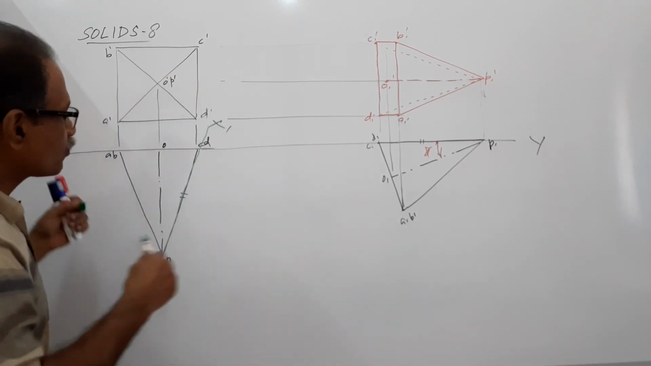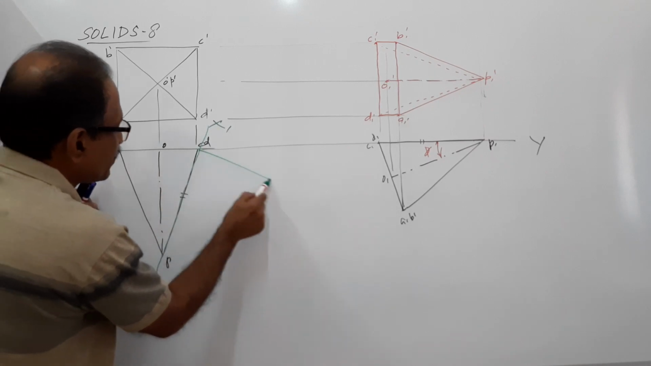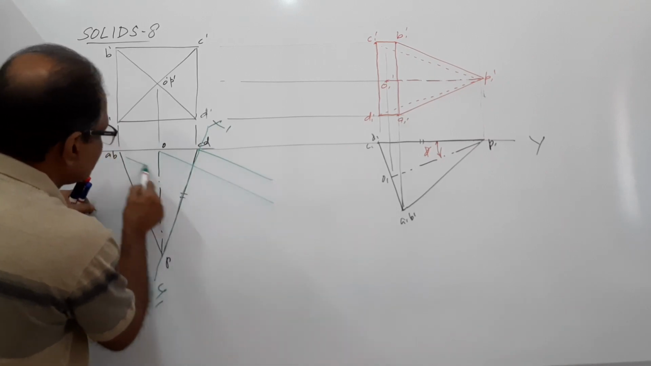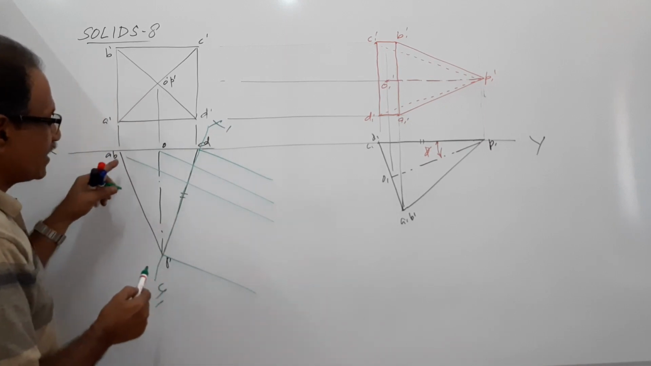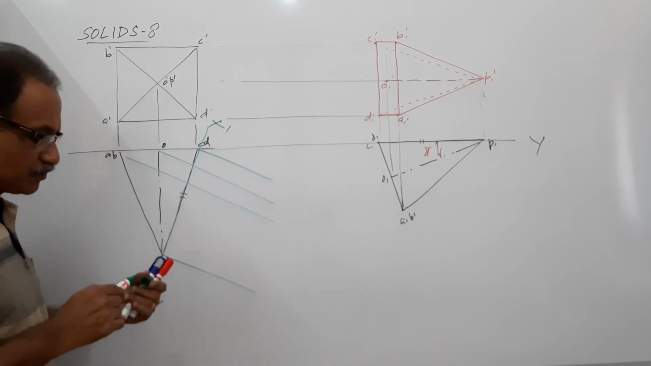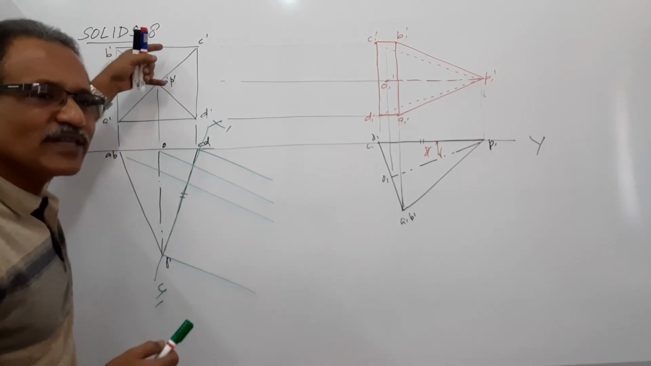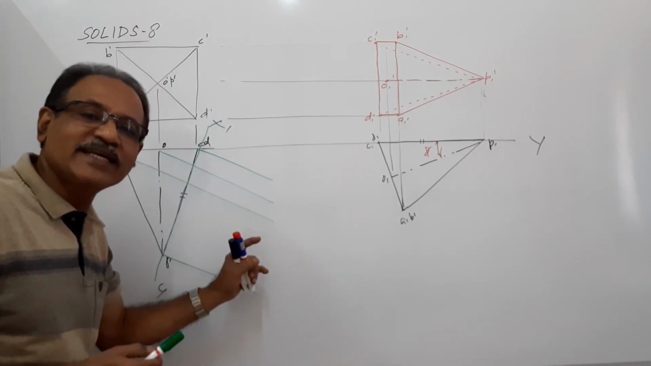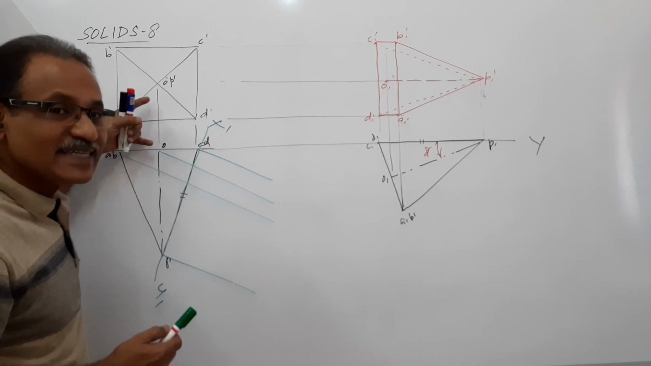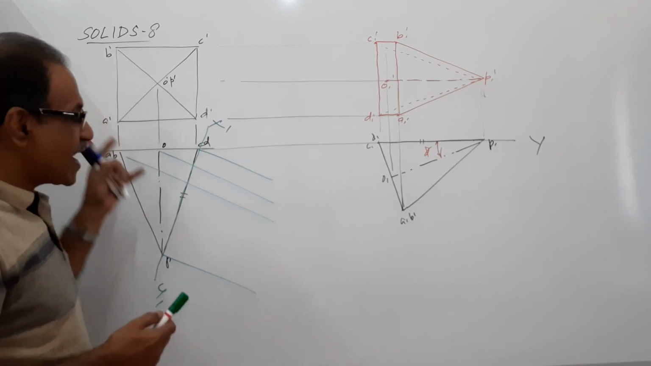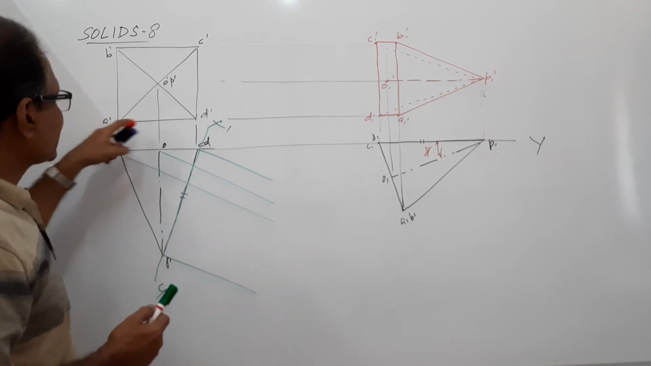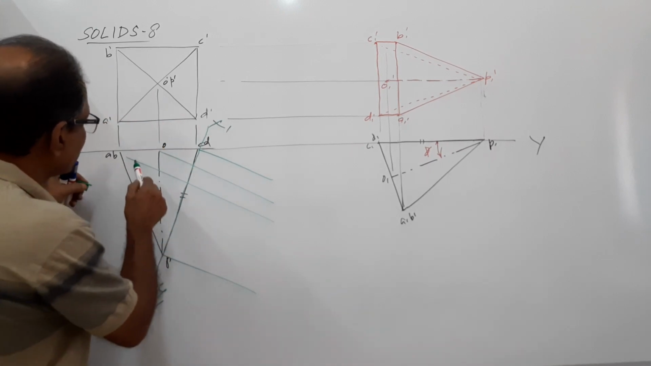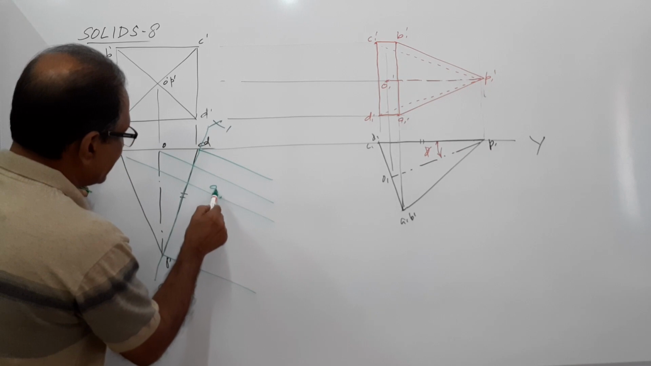Now what? Draw projectors from all points on the plan perpendicular to X1, Y1. Then what? Take the distance of the elevation points from XY and mark on the new projector to get the new elevation. A dash and D dash are this far away. On the projector through A, I get A1 dash.